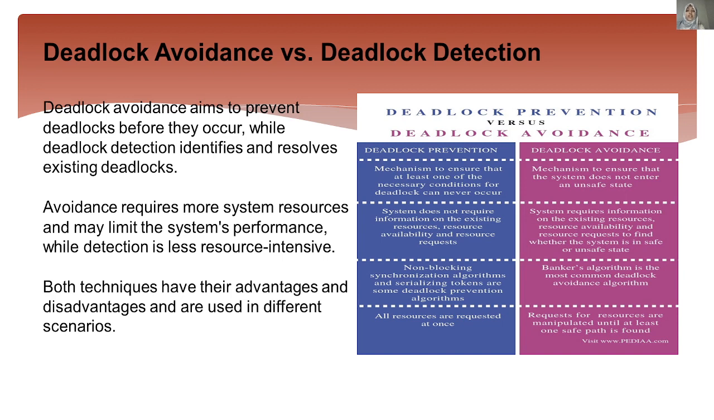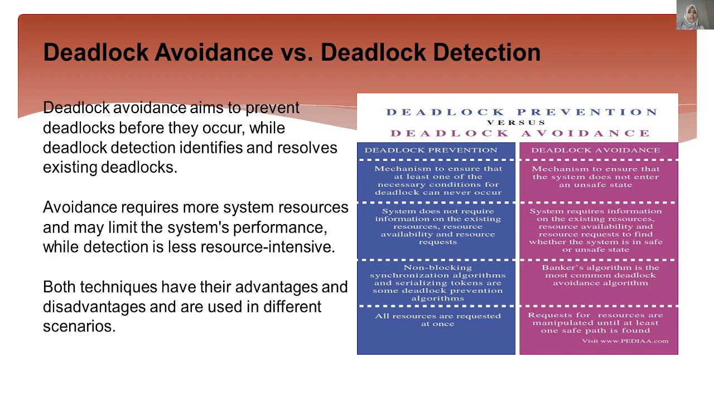Deadlock avoidance versus deadlock detection. What is deadlock avoidance? Deadlock avoidance aims to prevent deadlocks before they occur, while deadlock detection identifies and resolves existing deadlocks. Avoidance requires more system resources and may limit the system's performance, while detection is less resource intensive. Both techniques have their advantages and disadvantages and are used in different scenarios.